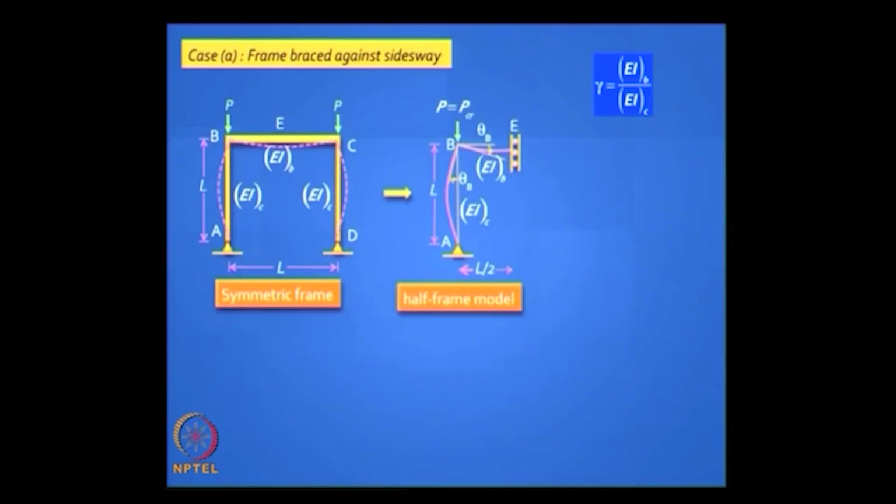Okay, so let's plug in those values. Let's look at the frame braced against side sway. How do you solve it? You can take half the frame. Why should you take the full frame? Work with half the frame. What is your degree of indeterminacy?